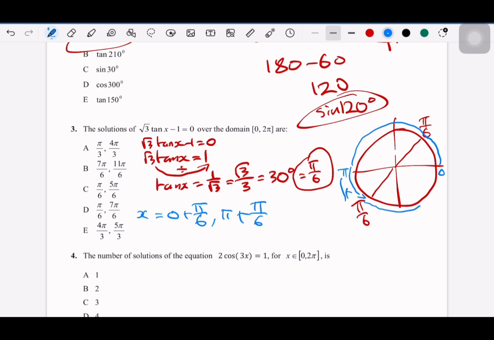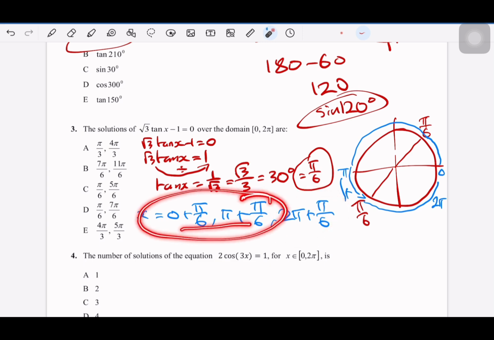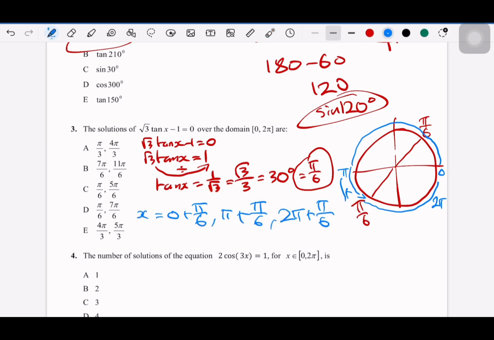If you keep going, you'll eventually reach 2 pi, since you've gone around 2 cycles. Going around here is pi, and then going around here back again is 2 pi. So it's going to be 2 pi plus pi on 6. However, the domain is from 0 to 2 pi. If you were to add 2 pi plus pi on 6, that would be going over the domain of 2 pi, and so you don't want this answer. These two answers are your only ones, since they are the ones inside the domain.